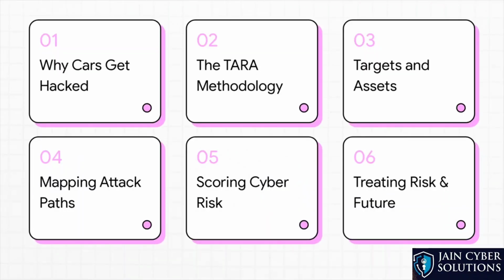Here's our agenda for today. Section 1. Why cars get hacked. Section 2. The TARA methodology explained. Section 3. Identifying targets and assets. Section 4. Mapping the attack path. Section 5. Scoring the cyber risk. And finally, Section 6. Treating risk and future-proofing. Let's get right into it.